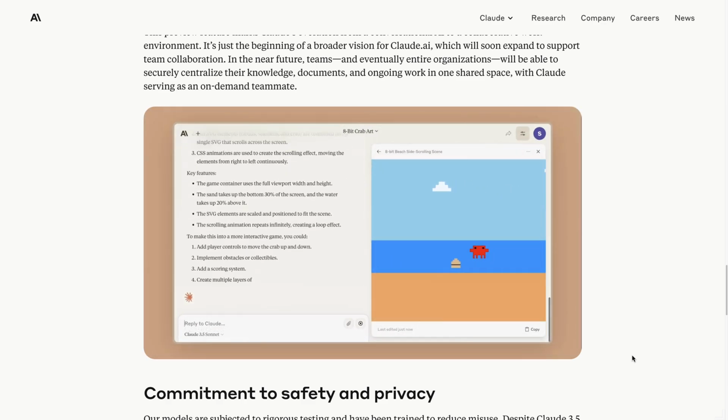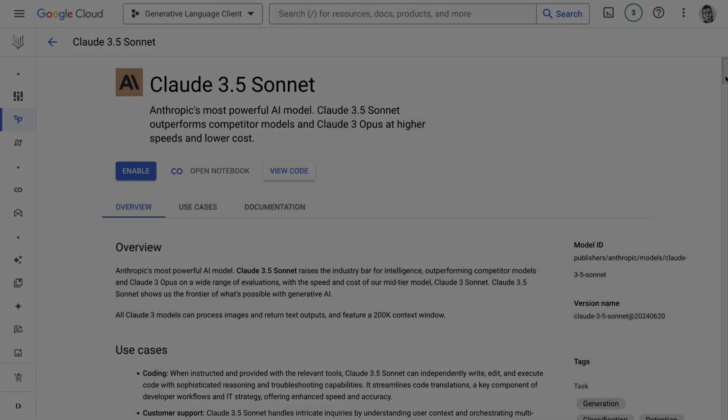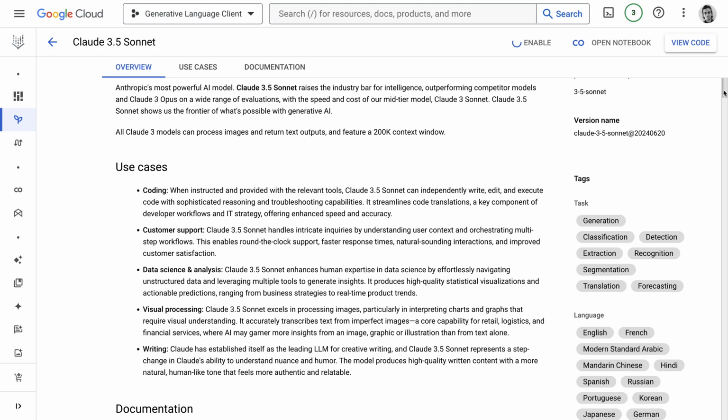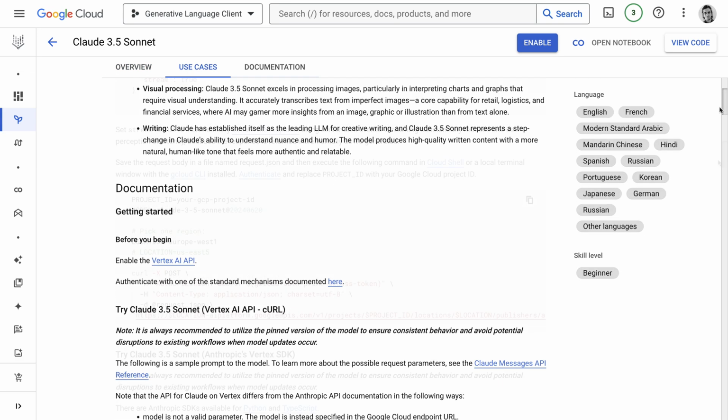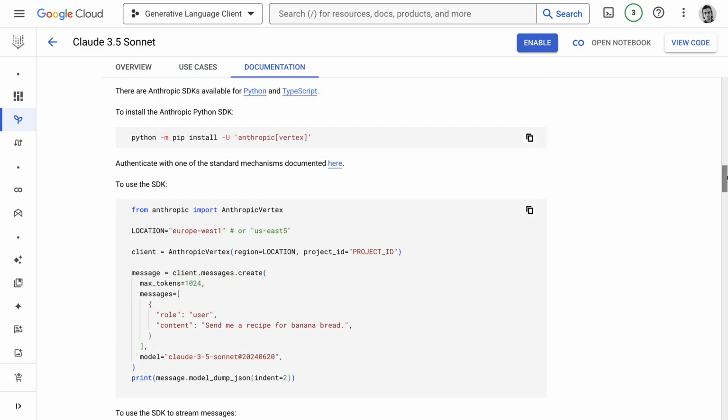So really impressive stuff, and I'm personally probably going to be using both Gemini Advanced and Claude 3.5 Sonnet. Now, I would be remiss if I didn't mention that 3.5 Sonnet is also available on the Google Cloud platform in the Vertex AI Model Garden, and you can find sample API and Python SDK usage in there.